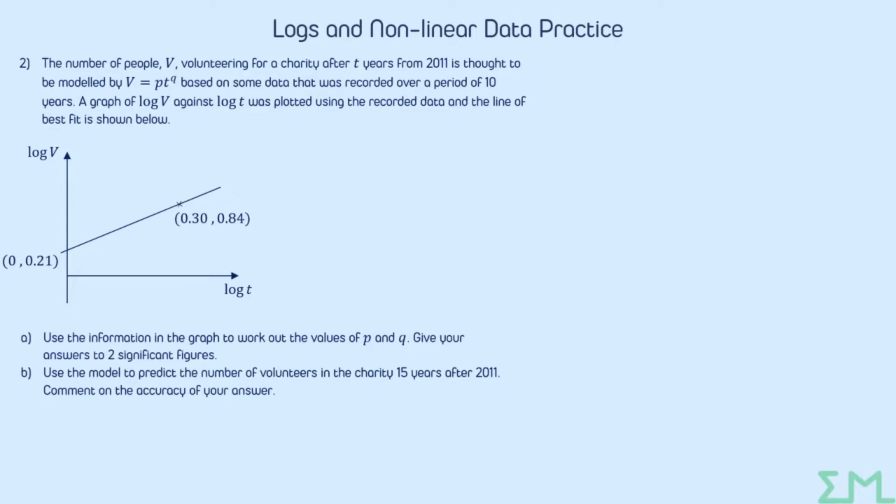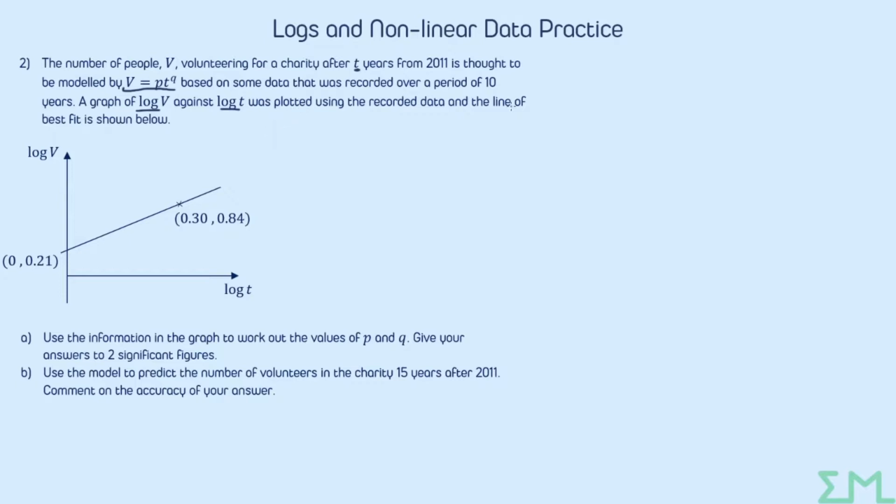Okay, question 2. So here we have people volunteering for a charity, so that's represented by V, after T years from 2011. And we have, right, that one is a polynomial equation because our independent variable there is the base number rather than the power. We've got over a period of 10 years. Okay, we've got a graph of log V against log T. So again, that also lines in with it being a polynomial model.